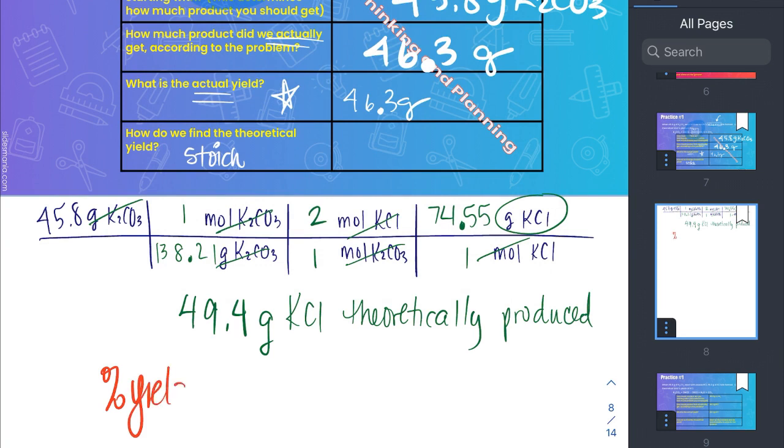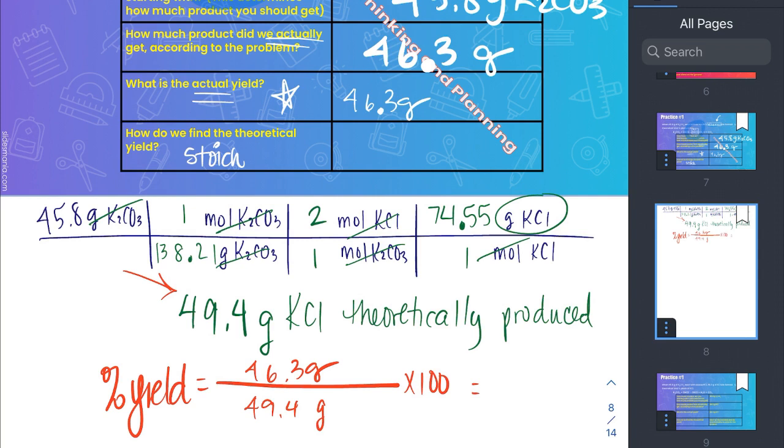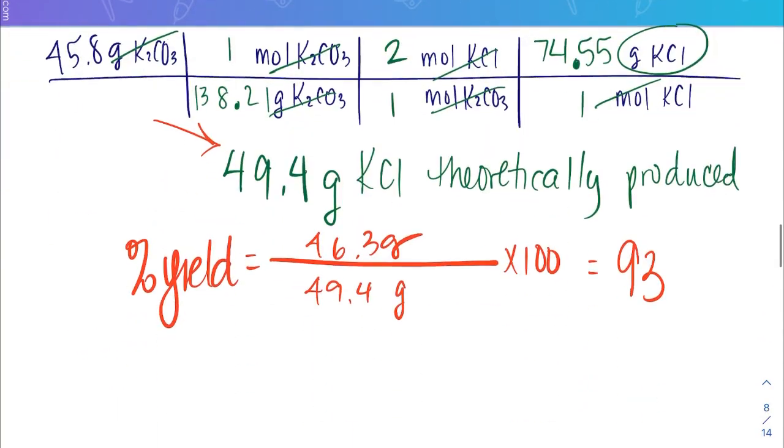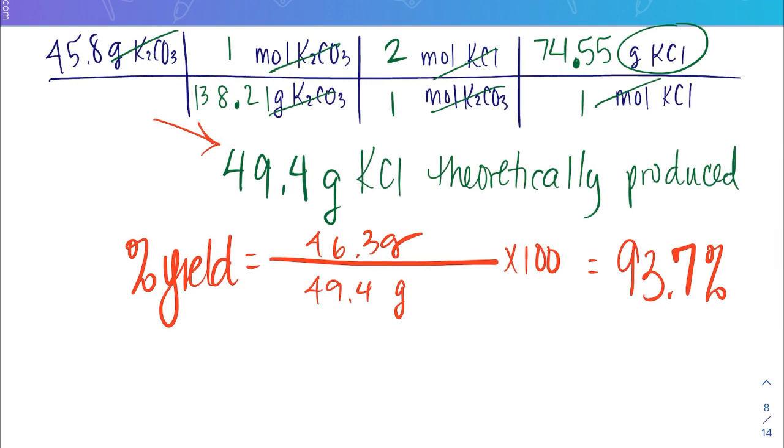Percent yield. It's actual yield, which was 46.3 grams, divided by theoretical yield, which is what we just solved for, 49.4 grams, times 100. And so let's grab your calculator. 46.3 divided by 49.4 times 100, 93.7. 93.7%. That's pretty good. The closer you are to 100, the closer you are to producing everything that you thought you would.